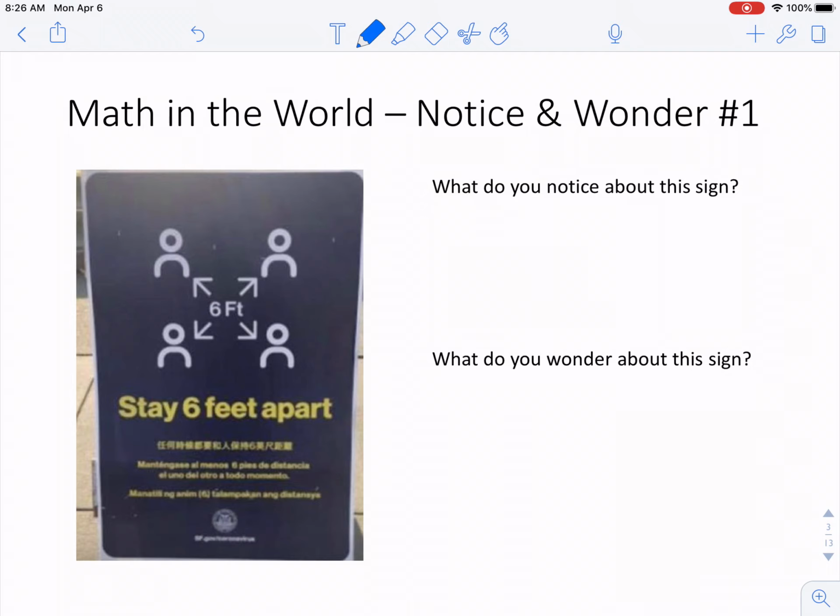So in the Google form, I'm going to be asking you to identify 2 things that you notice about the sign and 2 things that you wonder about the sign. It says, stay 6 feet apart, which is the recommendation that we are hearing in the United States as well, along with this picture. And we'll talk a little bit more about this next week as well.